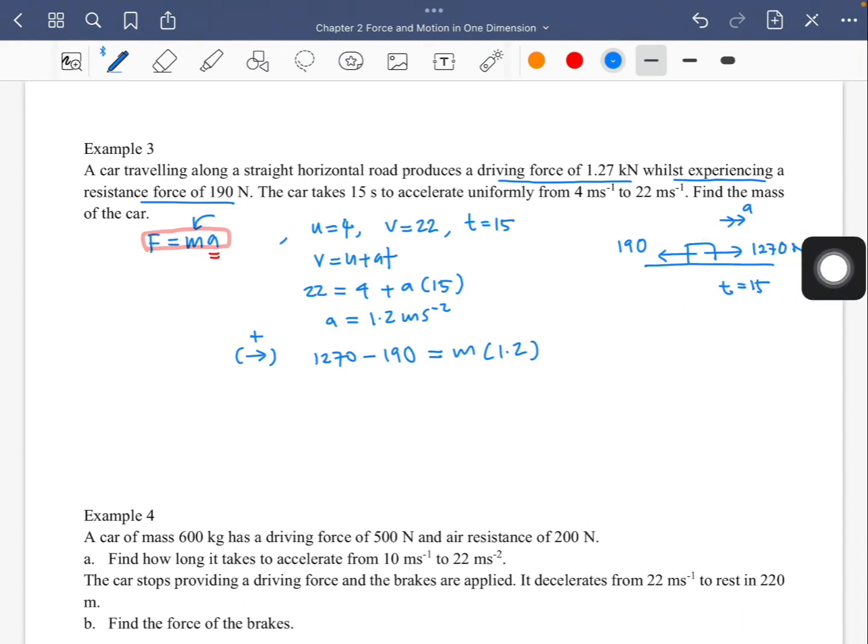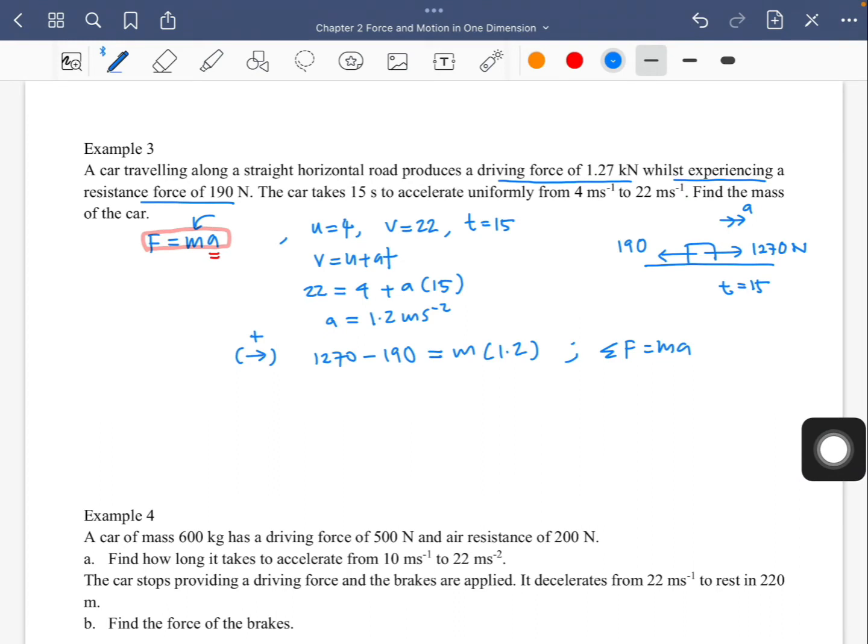Alright, so in general we can write summation of force is equal to ma. So any force in the direction of motion becomes positive, and any force in the opposite direction of motion becomes negative. Like we have here, it is negative 190 because it is opposite to the direction of motion.